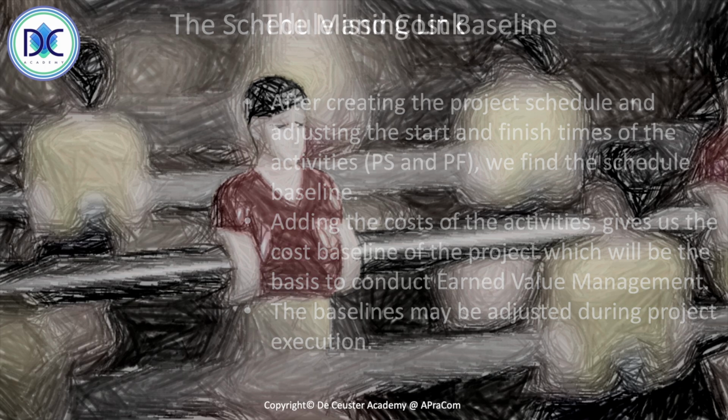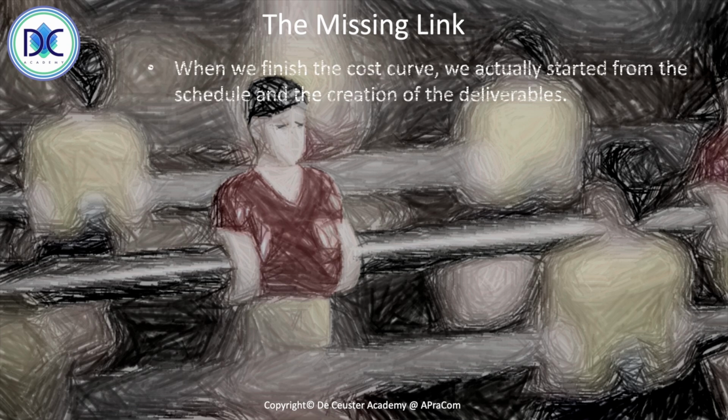Now, when we look at the missing link, we have to consider the different elements. When we create the cost curve, we create it starting from the schedule and the timing that we are planning to create the deliverables. So we have the overview of the schedule where the activities are linked to the deliverables, and onto this we are adding the costs.